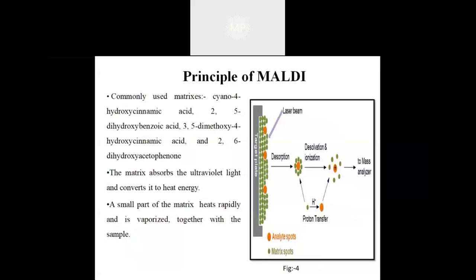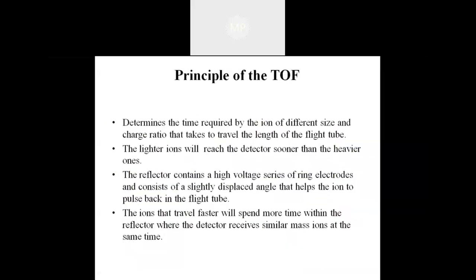Now, moving to the next slide, this is the principle of TOF. The basic principle of the TOF analyzer is that it determines the time required by ions of different size and charge ratio to travel the length of the flight tube. The ions start traveling at the same time, where the small and lighter ions travel fastest to the detector compared to the larger and heavier ones.